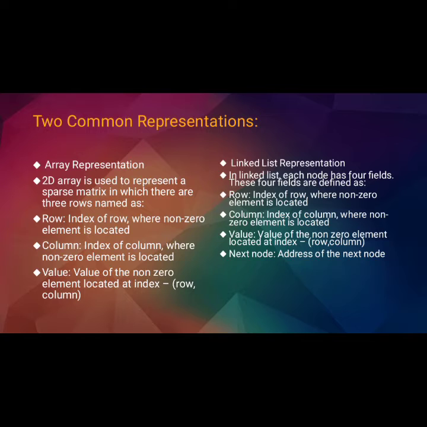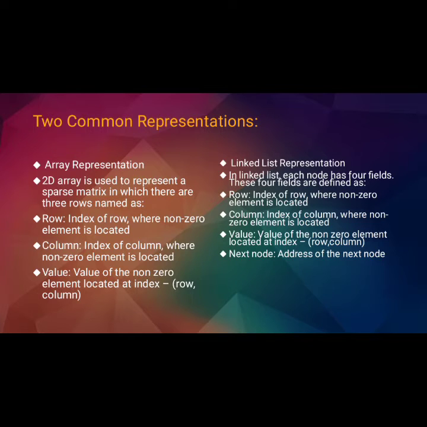Sparse matrix representations can be done in many ways. Following are two common representations: array representation and linked list representation. In array representation, a two-dimensional array is used to represent a sparse matrix in which there are three rows named row, column, and value. Row is the index of the row where the non-zero element is located. Column is the index of the column where the non-zero element is located. And value is the value of the non-zero element located at that row and column.